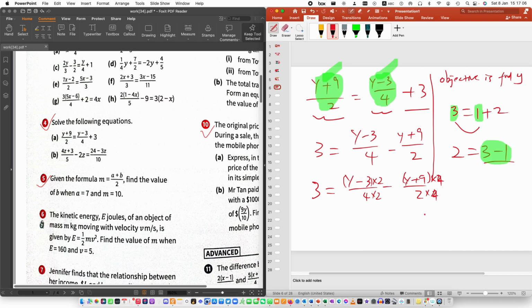Did you make the denominator 8 or did you make the denominator 4 only? I made it 4. You make it 4. Very good. That means if you make it 4, very smart move, you just have to times 2 for the second fraction, which is here. You don't have to do it for the first one. Once you get it into this step, simple.